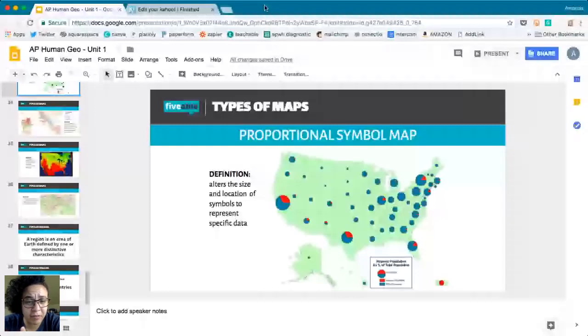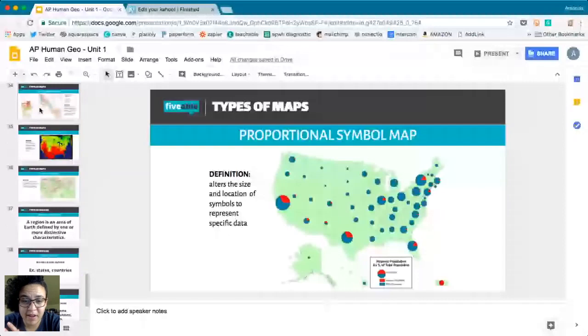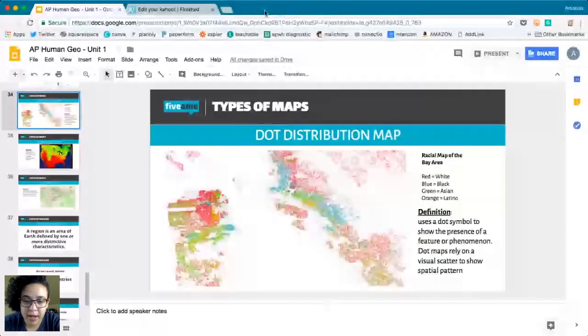This one is one of my favorite ones because it can show you so much information in a small amount of time. This one is called a dot distribution map. This is actually a map of the Bay Area. This right here is the San Francisco Peninsula. This is Oakland. Up here is Berkeley.